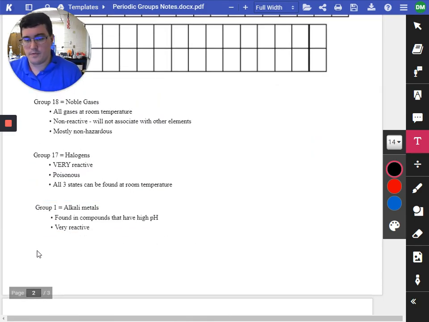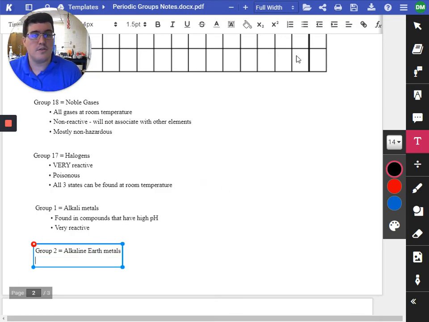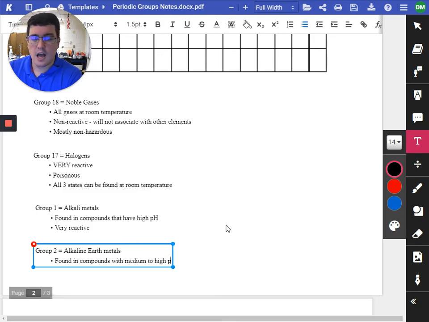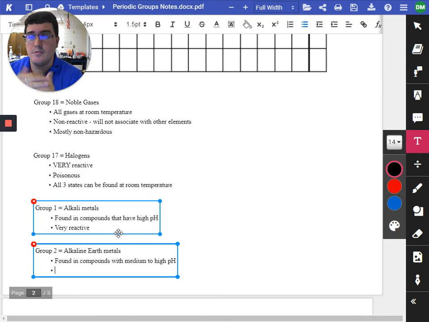Group 2 is very similar, so be very careful on this one. Group 2 is known as the alkaline earth metals. Alkaline earth metals are also found in compounds with medium to high pH. So these are not nearly as alkaline as their cousins, the alkali metals, but they do still form compounds that make alkali solutions, that make alkali chemicals. They are somewhat reactive.